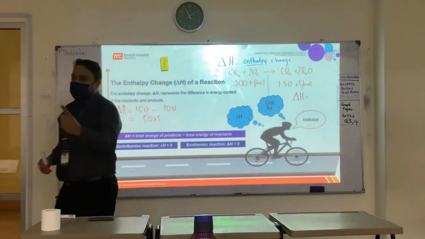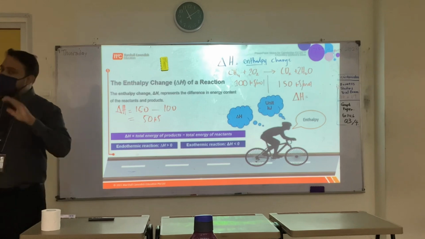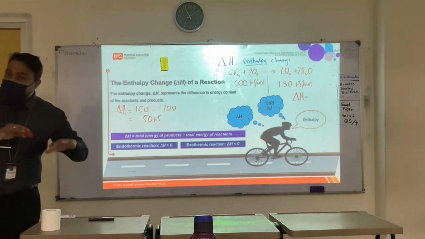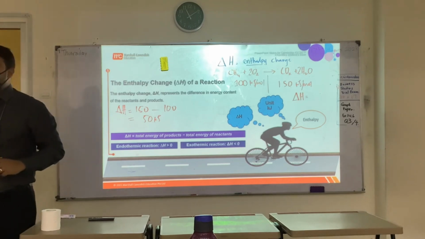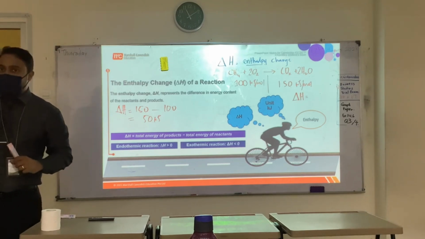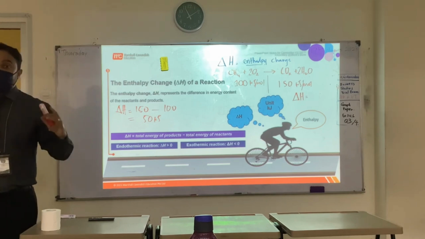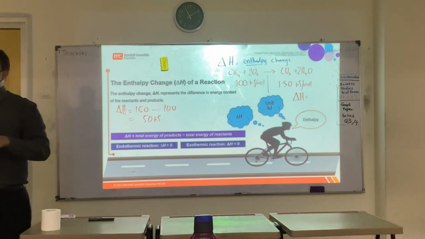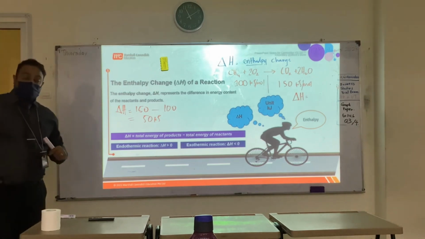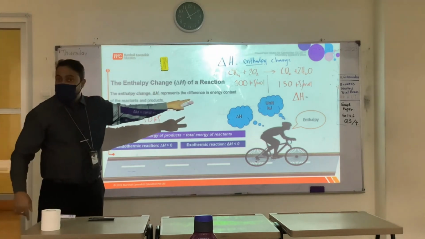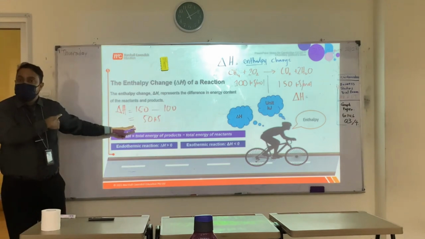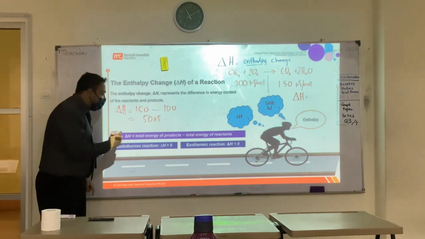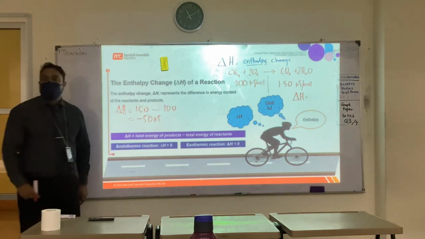Exo. Why is it exo? Because more energy is released than energy that is absorbed. Okay, you gotta say that. You cannot just say because it's releasing energy. I know what you mean, but you need to show your understanding. It's because energy released is greater than energy absorbed. So if you leave your answer like this, it is endothermic. You have to manually add your negative.